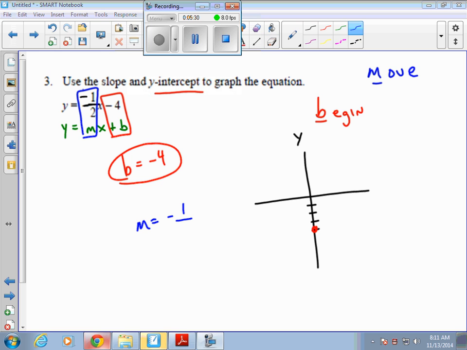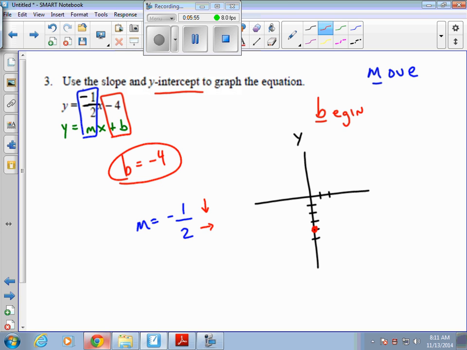M tells you where to move, negative 1/2. Remember, slope is rise over run. How much do you go up and down over how much do you go left and right? The top number tells you to either go up or down. It's negative, so we're going to go down 1. The bottom number that tells you to either go left or right is positive, so we're going to go to the right 2. So down 1 from where we start right there, and to the right 1, 2.